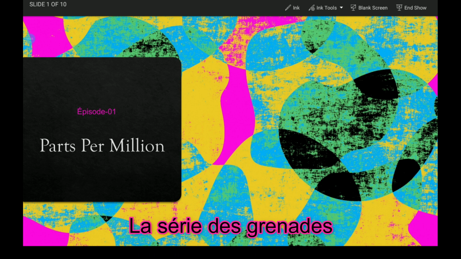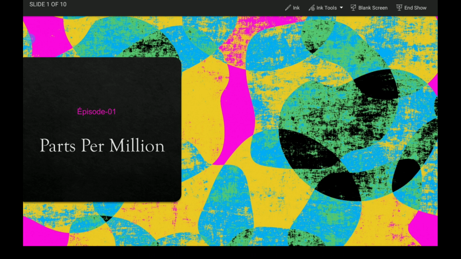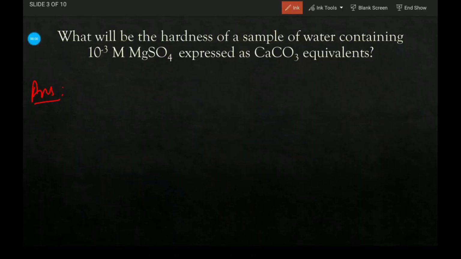This series aims at strengthening the topics which are usually overlooked by aspirants in their preparation. So, let us begin with episode 1, ppm. So folks, let us understand the concept with a really simple question. What will be the hardness of a sample of water containing 10 to the power minus 3 molar magnesium sulfate expressed as calcium carbonate equivalents?